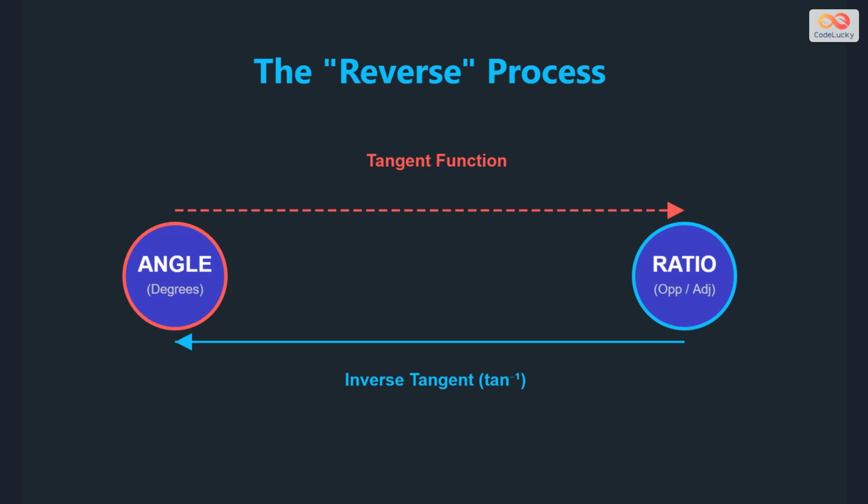Let's visualize this relationship. The standard tangent path goes from an angle to a ratio. The inverse tangent path goes from the ratio back to the angle. It essentially undoes the operation of the tangent function.